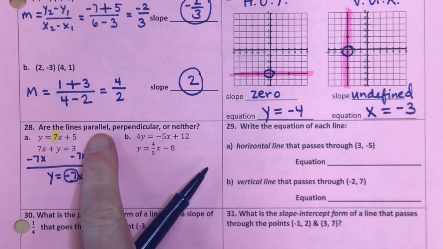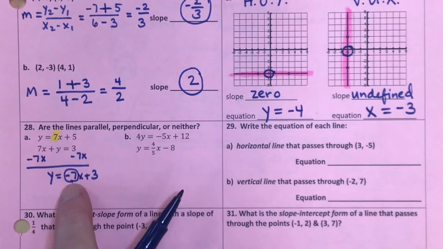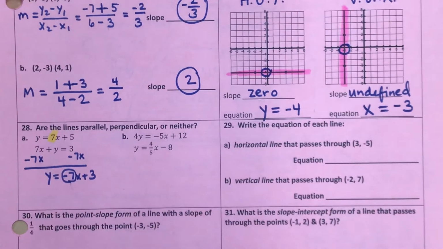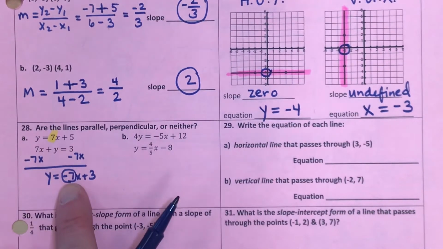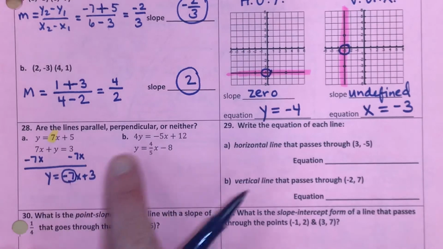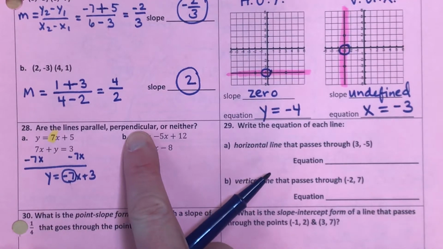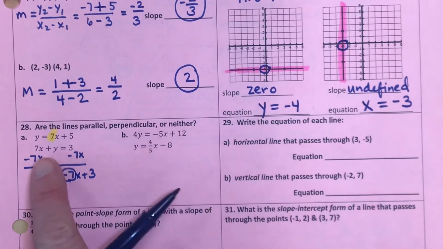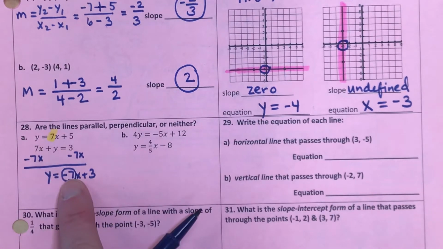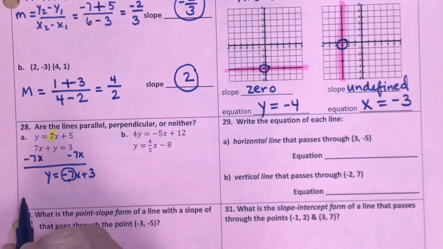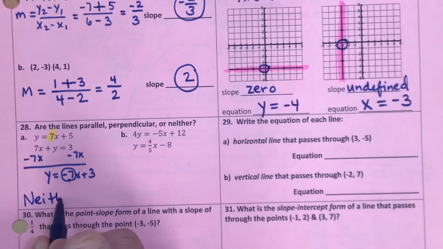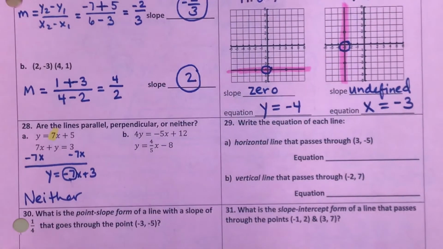Now, for lines to be parallel, these two numbers need to be identical, which they're not. One is positive and one is negative. And for the two lines to be perpendicular, they need to be opposite signs, which these are, but they also need to have what's called reciprocals, meaning a fraction flipped upside down. So if this was 7, this would need to be -1 over 7 to be perpendicular. So these two lines are neither parallel nor perpendicular.